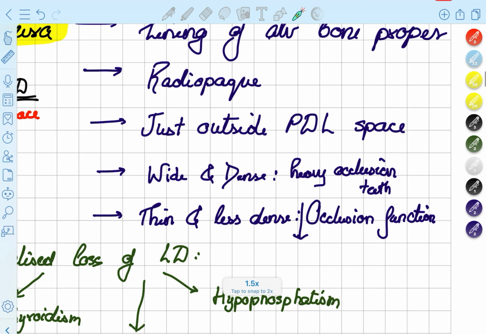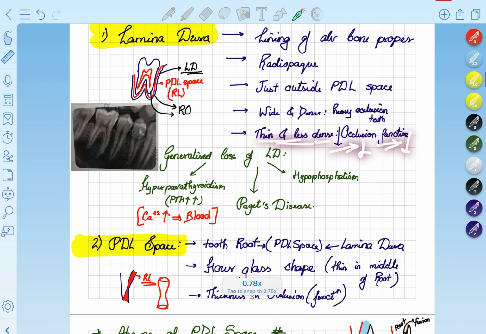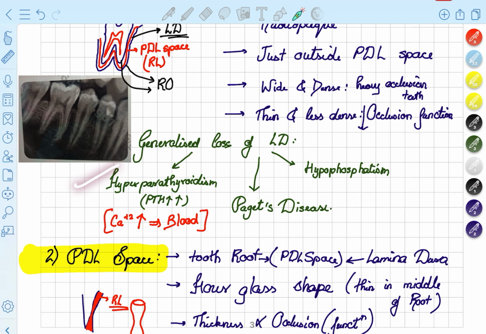Where does it appear wide or dense? It appears wide or dense in heavy occlusion teeth, and it appears thin or less dense in teeth where there is less occlusion or less function. Generalized loss of lamina dura is seen in hyperparathyroidism, Paget's disease, and hypophosphatasia.